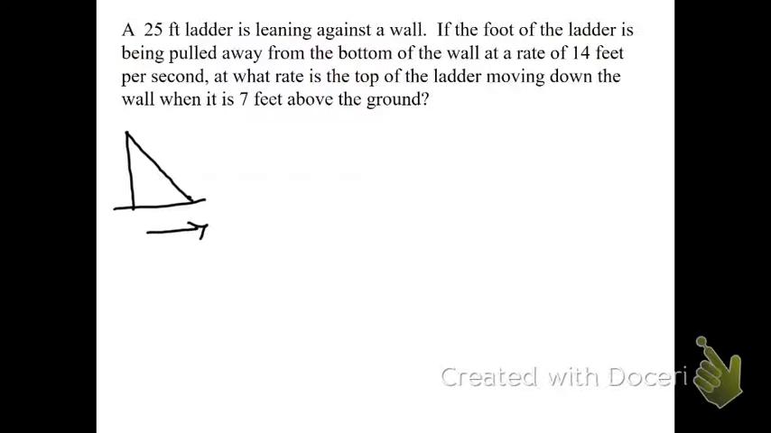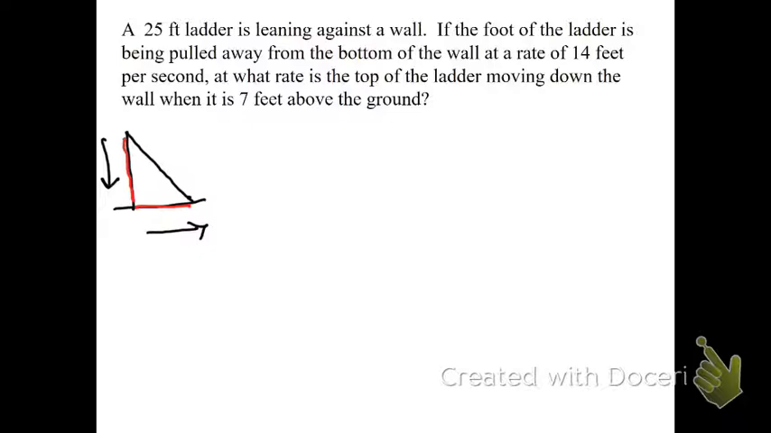Well, as that's going out, the top of the ladder is going to end up going down the wall. So FYI, this length is getting bigger. So that's going to be a positive rate of change. This length is getting smaller, so that's going to be a negative rate of change. It doesn't have to do with anything about up, down, left, or right. Is that length getting bigger or smaller?